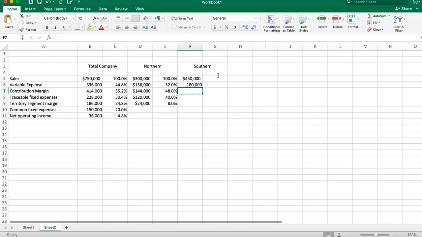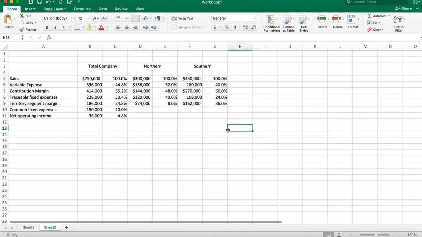180 for variable. Our contribution margin is our sales minus our variable cost. Our territory traceable fixed expenses was given to us, $108,000, which gives us a territory segment margin of $162,000. So I think now we see which one of our territories is doing a little bit better. And so again, I'm going to use sales as my baseline in calculating my percentages and get a better idea of what's going on with my company.